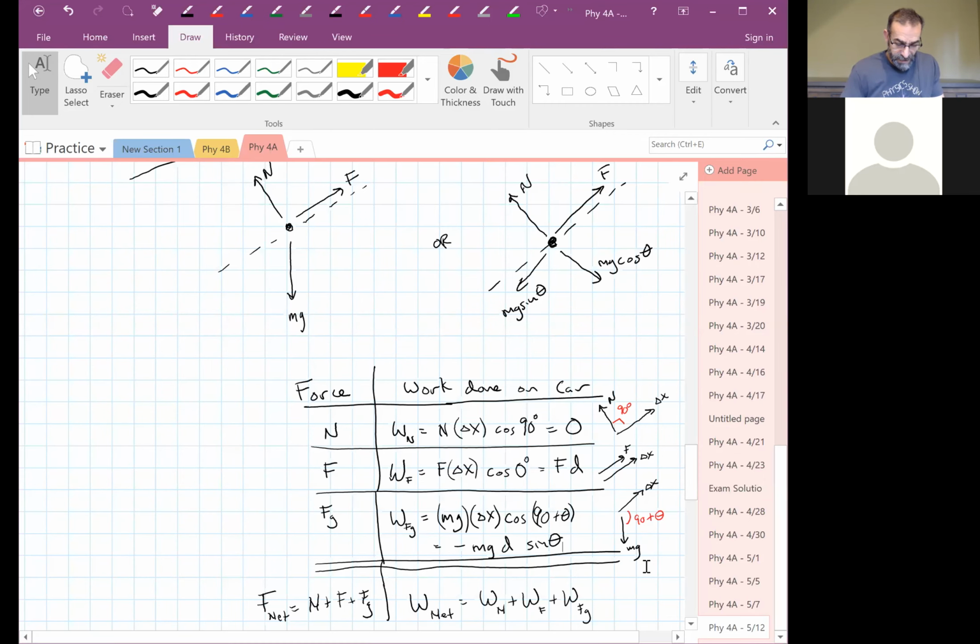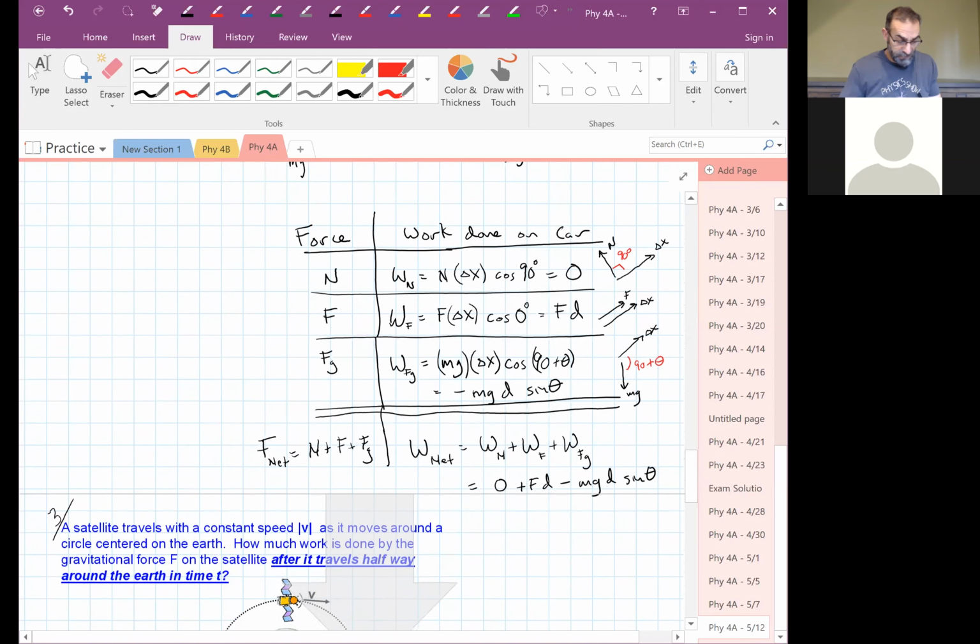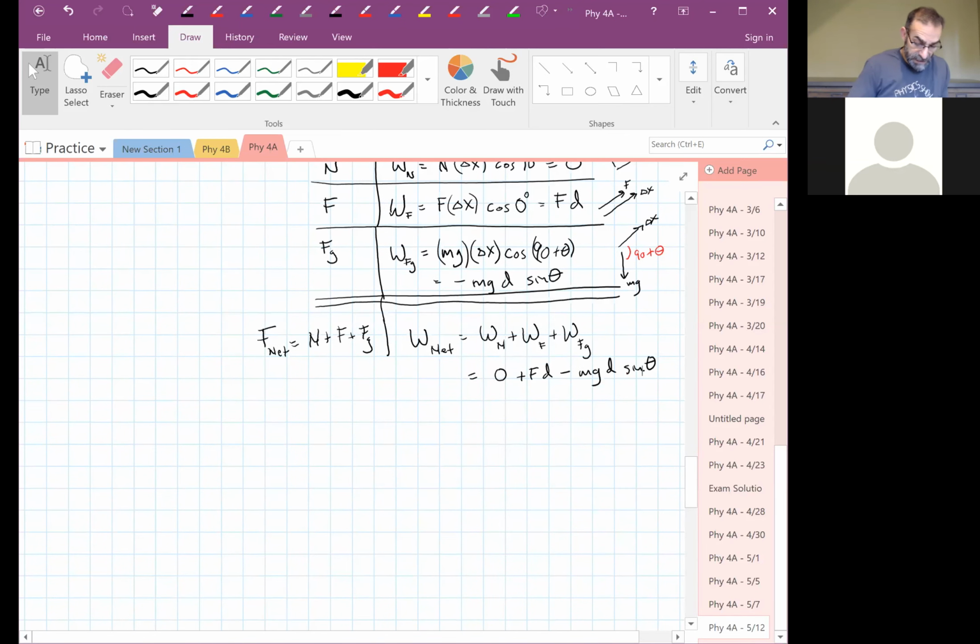Okay. Now we add them all up. And what do we get? We get 0 plus Fd minus mgd sine theta. Now we say that has to be 0 because the speed is not changing.